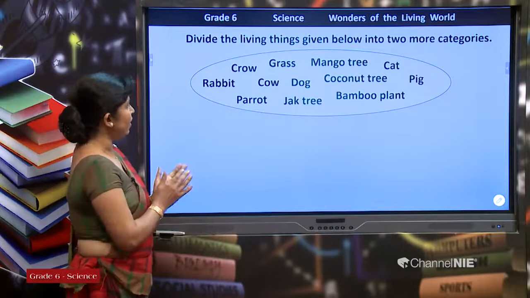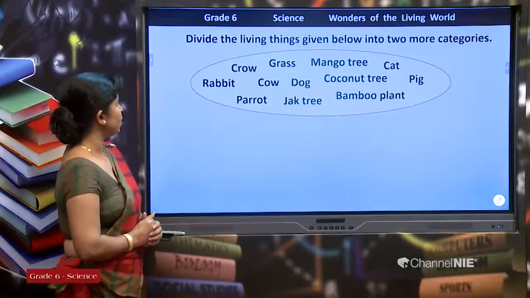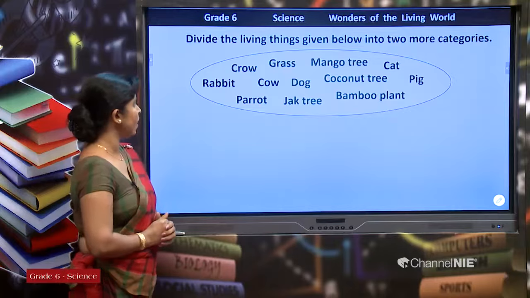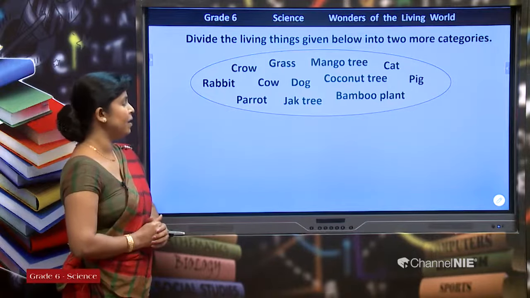Right. Then I have given you a list. First of all, we will read them one by one. After that, we can move on to the next part. Rabbit, crow, grass, mango tree, cat, pig, cow, dog, coconut tree, parrot, jack tree and bamboo plant. Right? I think you also joined with me.